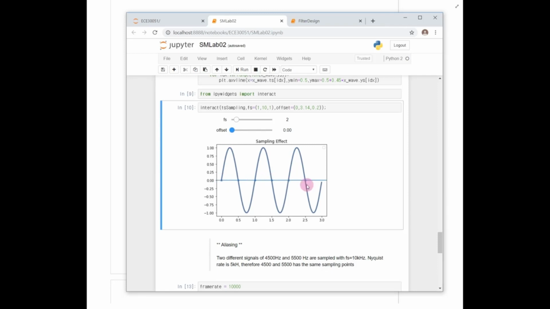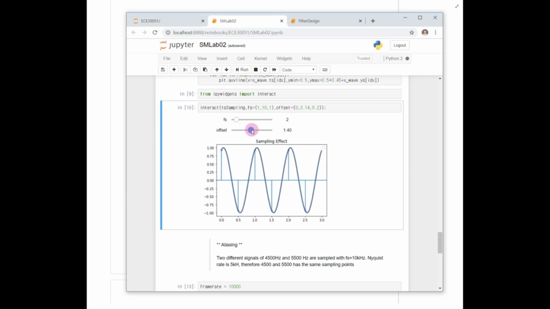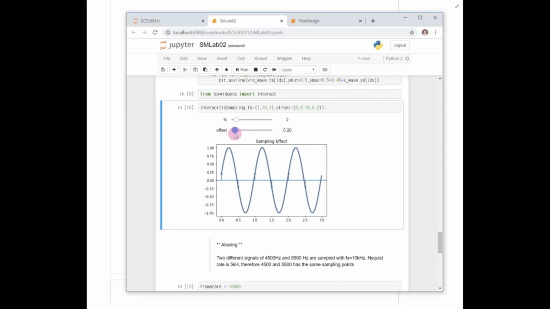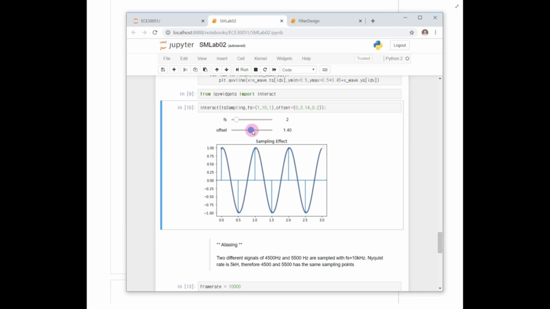So is it possible to reconstruct the original signal? It's not that easy. It depends on the offset. If it is given this kind of offset, it's possible to reconstruct it. But if the offset is given like that, look here: every sampling point is 0. So this seems like another DC component. Keep in mind what that means.